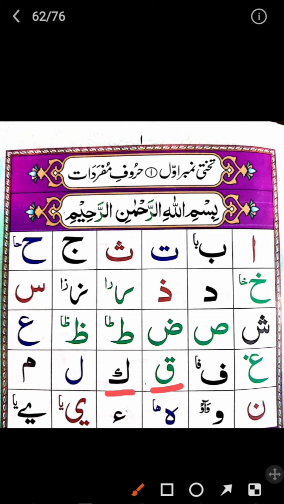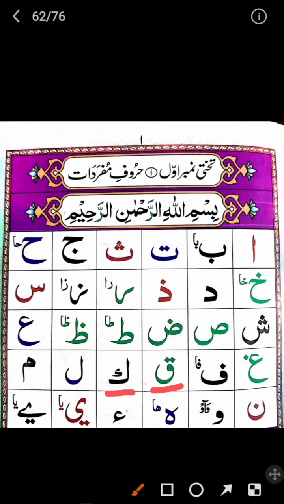Qaf is pronounced from the last part of the tongue when it touches the upper palate, the extreme last part of the tongue near the uvula. And kaf is pronounced unheavily. For example, قل يا أيها الكافرون. Most of the people, a common mistake, they say kul ya ayyuhal kafirun.